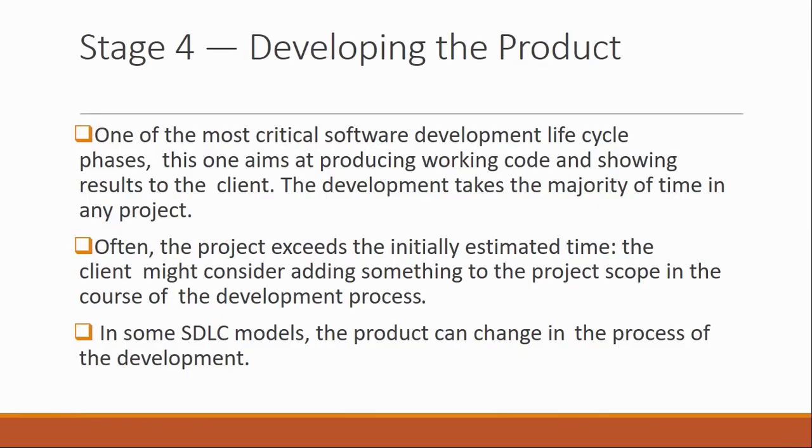Then next we have developing the product. This is one of the most critical software development life cycle phases. This phase aims at producing the working code and showing the result to the client, and development takes the majority of the time. Here the coder follows standard coding conventions and some scientific methods, mathematical models for some features and functions.